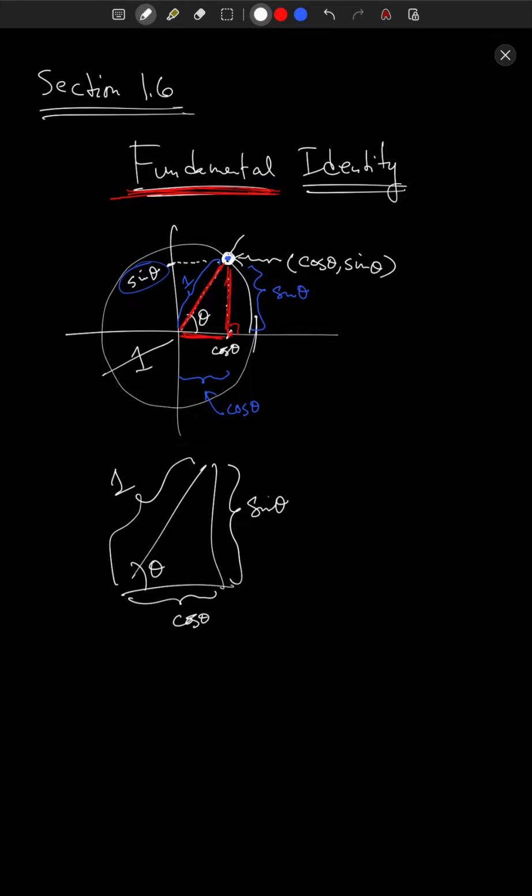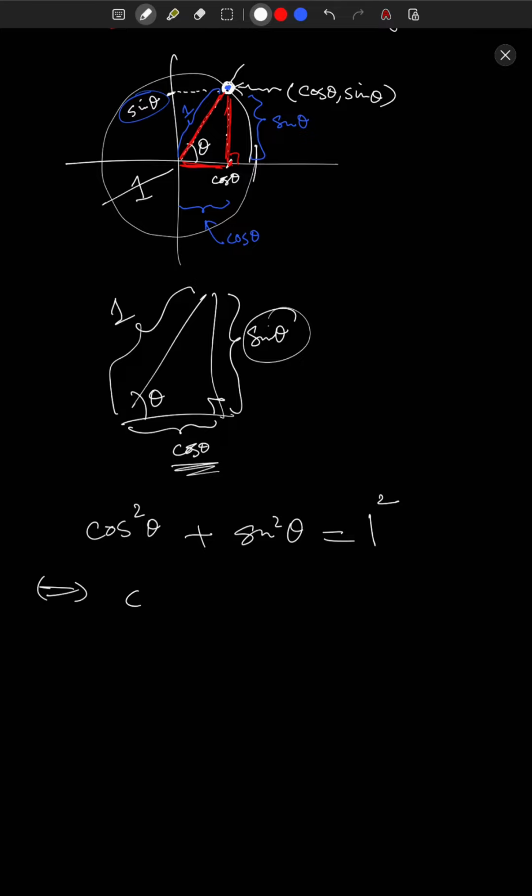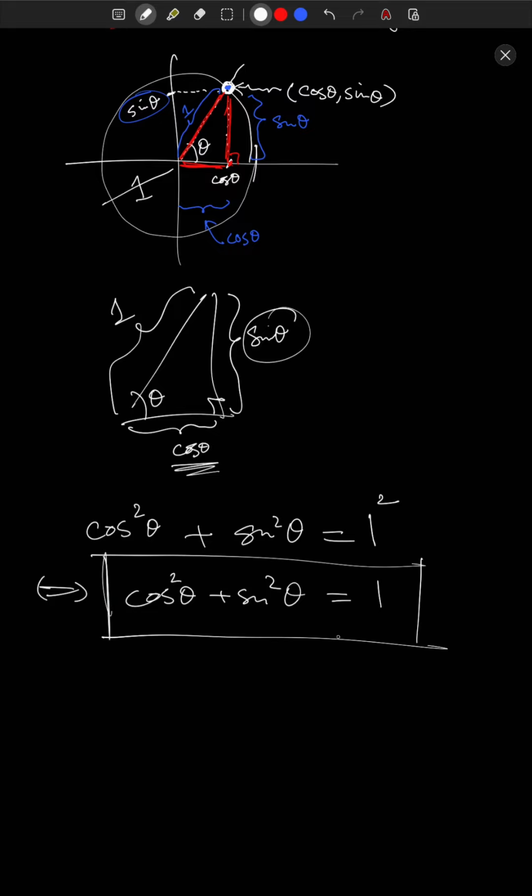The Pythagorean theorem tells me if I have a right triangle, then this guy squared, cosine squared, plus that one squared, sine squared, is equal to the hypotenuse squared, 1 squared. And so we conclude that cosine squared theta plus sine squared theta is always equal to 1. That's our fundamental identity.